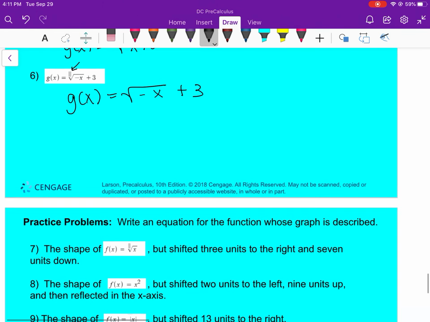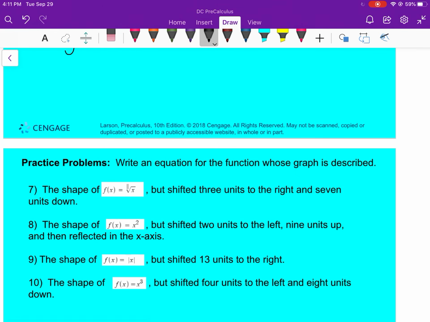And then when you get down here, you're going to use these functions to write equations. And again, on this one, ignore the little box.